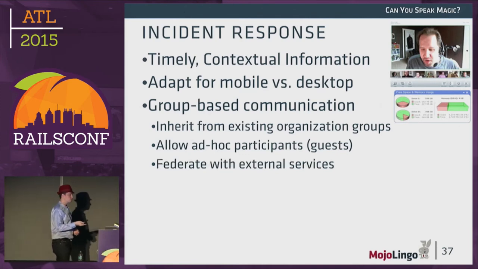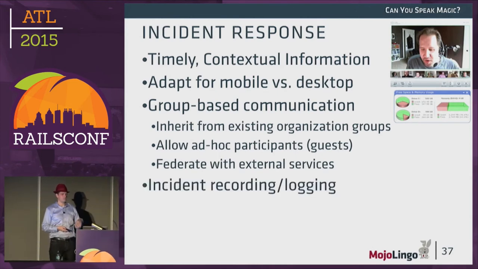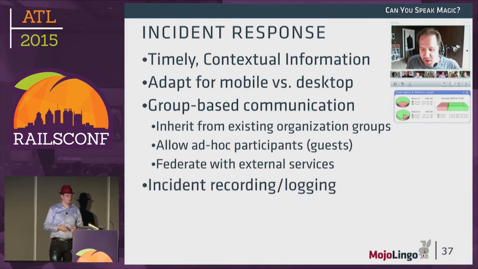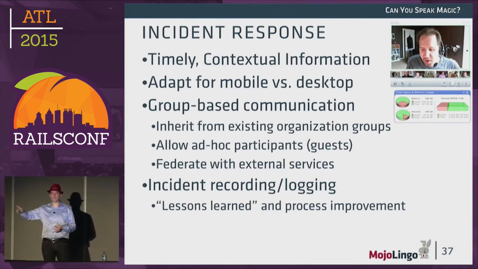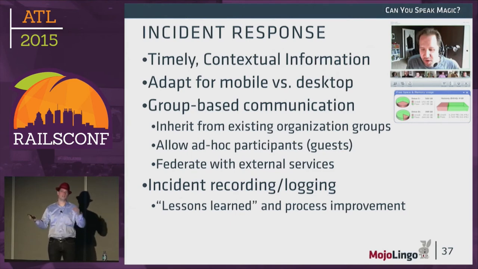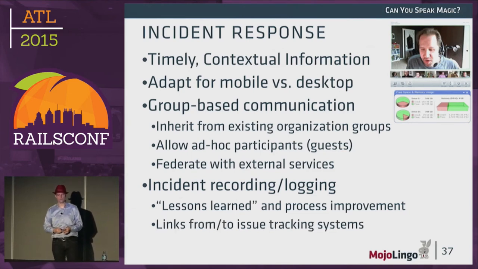Of course, we can federate external services, like I mentioned. We can push in data from GitHub or New Relic or whatever. We can also record these incidents and learn from them later. So once we've recorded it, we can tag back to our issue tracking system with a link to this conversation. So if something 6 months down the road breaks in a similar way, someone does a search and finds it, you can come back and find this original conversation and understand how it was resolved.